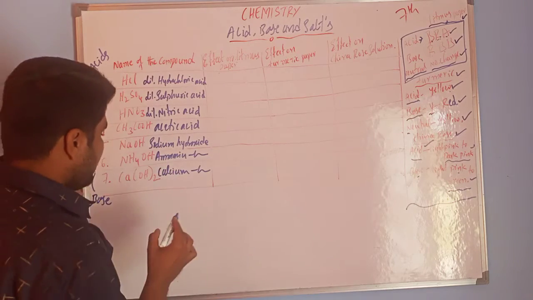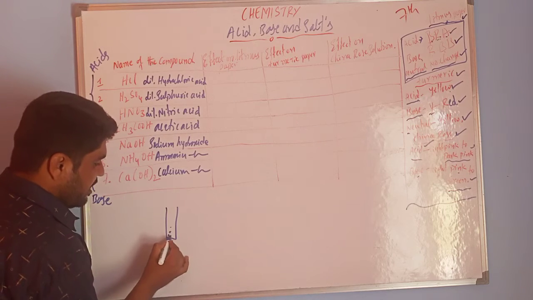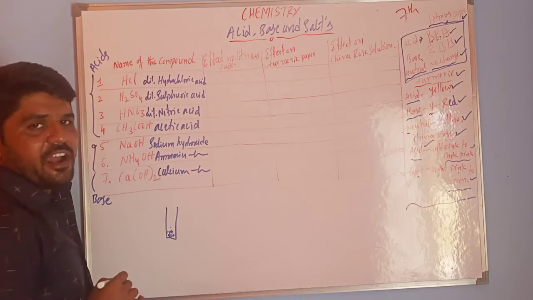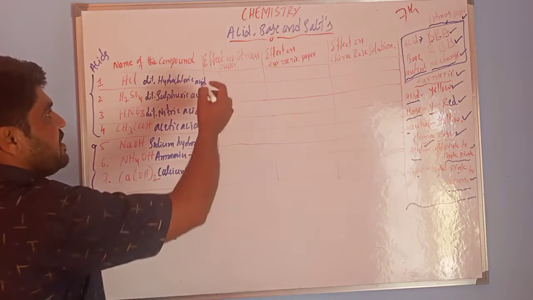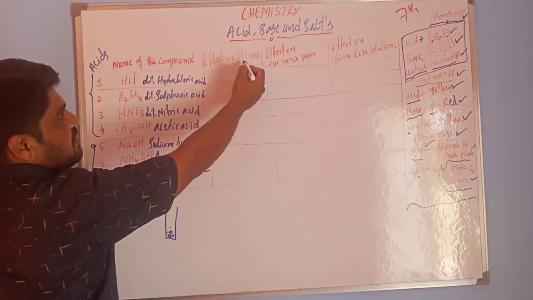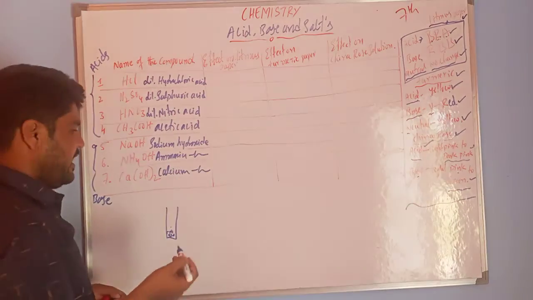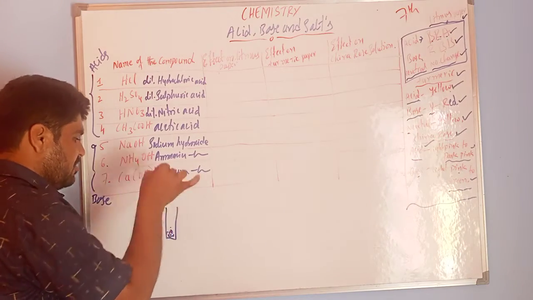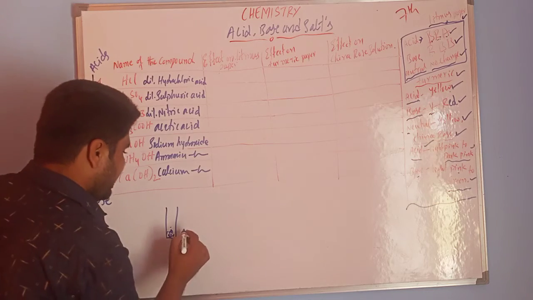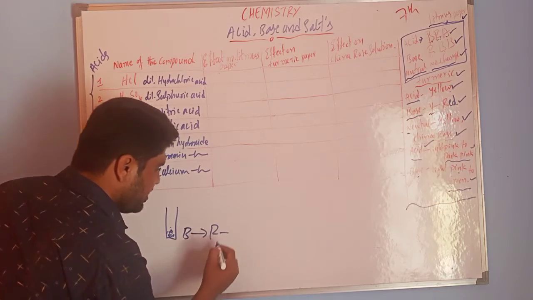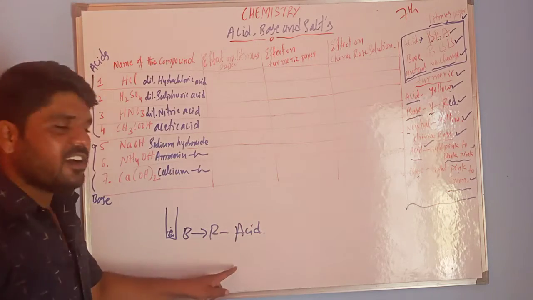First I am taking a test tube. In this test tube I am taking dilute hydrochloric acid. In this dilute hydrochloric acid, first I am going to check the litmus paper. I am taking a blue litmus paper and dipping it in this solution. What happens? The blue color changes into red color. Then we call it acid.